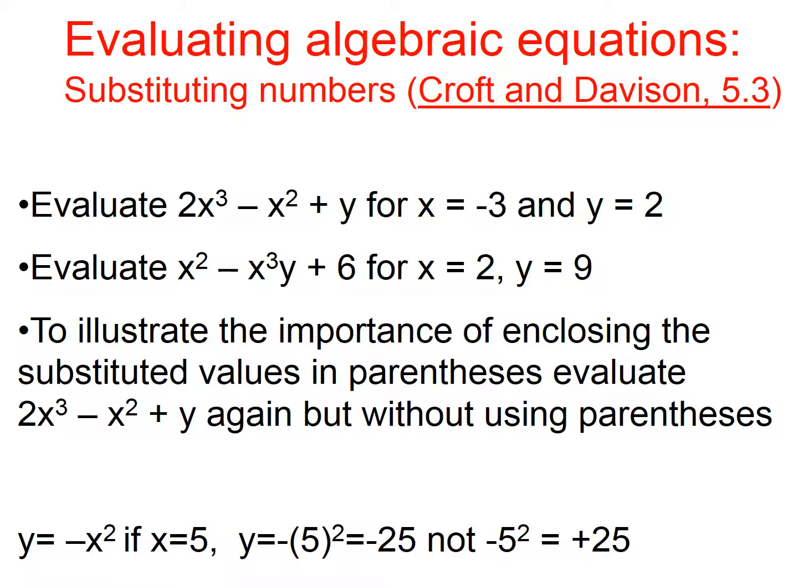But if we had just written the 5 in there instead of the x, it would be minus 5 squared, and minus 5 squared is 25, because minus 5 times minus 5 is a positive number, 25. So do this: when you're evaluating these expressions, put brackets around the letters that you're substituting the numbers in for, then put the number in.